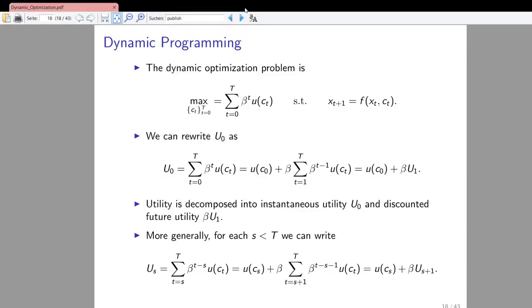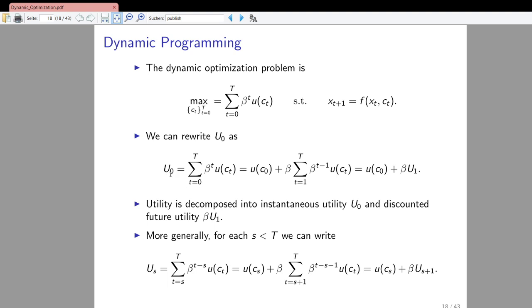Now the first step for the dynamic programming problem is to write down the Hamilton-Jacobi-Bellman equation. And this can be done in the following way. So we know the dynamic optimization problem is to maximize lifetime utility by choosing a sequence of consumption from time 0 up to the end of the planning horizon, subject to the dynamic constraint, the flow budget constraint later on in economic interpretations. Now the most important thing to note here is that this lifetime utility function can be split into two separate parts.